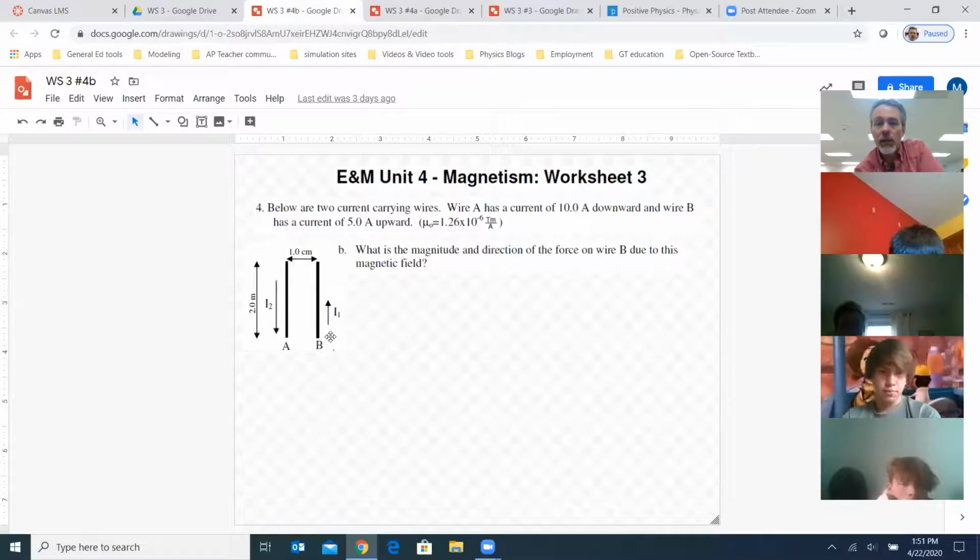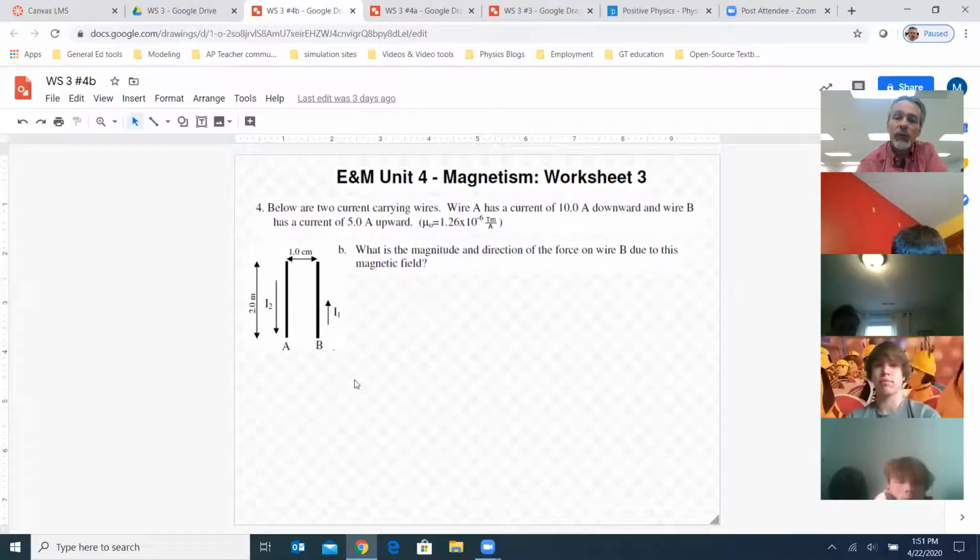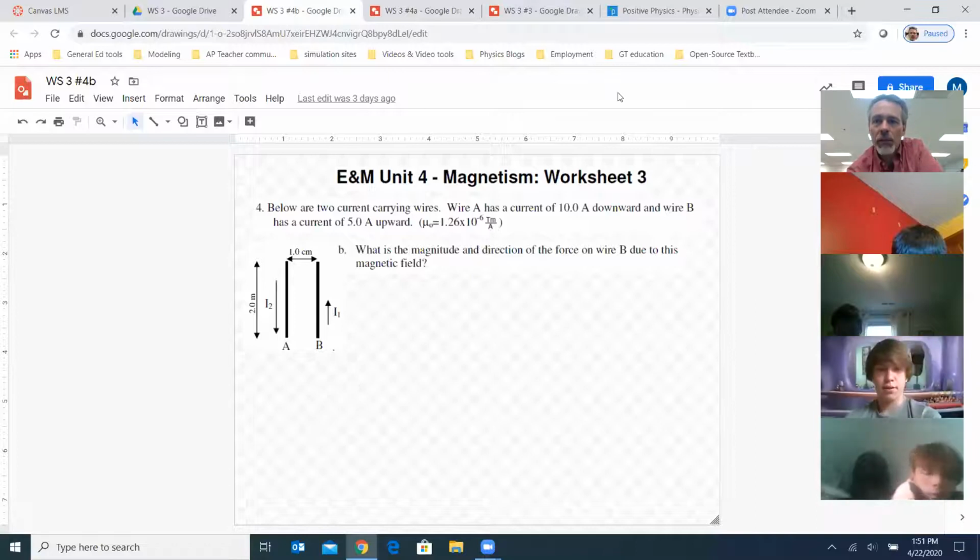So Mark, are you going to have to use the current through B now to find the force on B? Yes, because you're going to use BILsin, right? You just found the B field, that's part A. Now you're going to find the force. Let me stop sharing and put you in the breakout rooms, and this will be the last one we do.